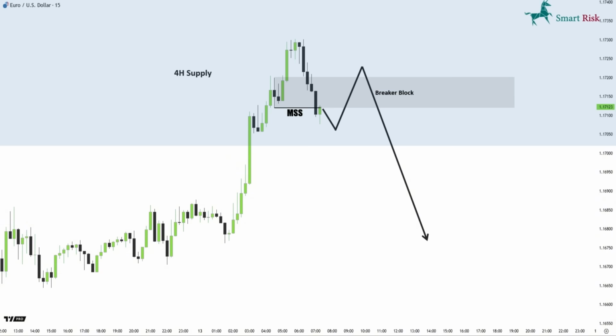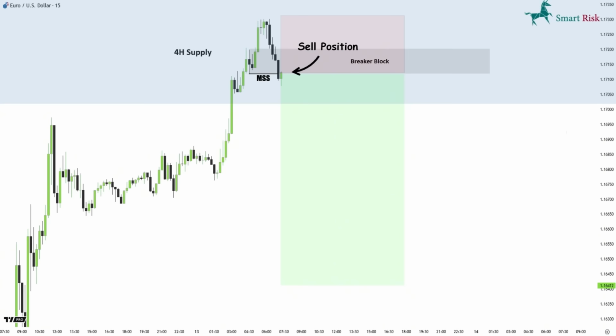So here's my plan. I'm setting my entry at the lowest point of the breaker block, with my stop loss just a couple of pips above the higher high. For the take profit, I'm targeting the sell-side liquidity below this swing low, which gives us roughly a 4-to-1 risk-to-reward ratio. Now let's play out the chart and see how this trade unfolds.